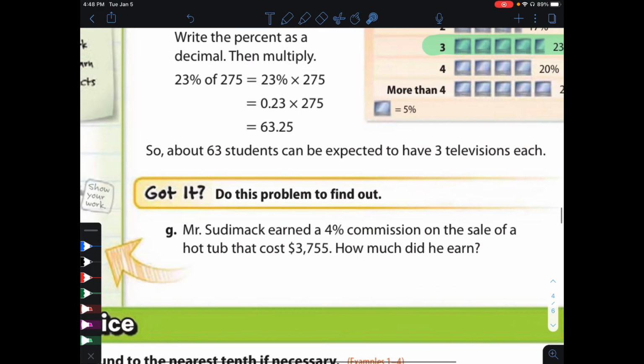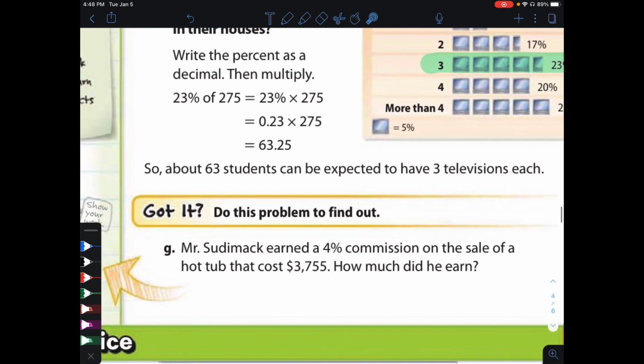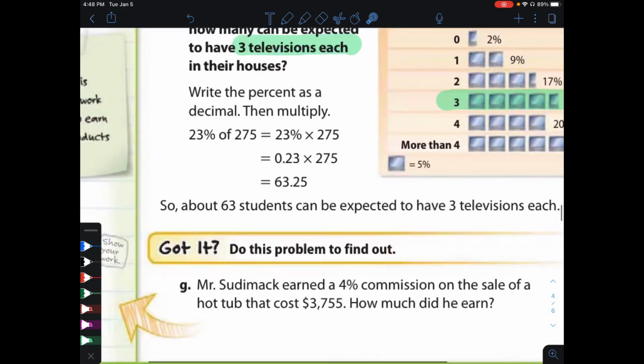So do the guided problem and let's see if you understand this example. Okay, and that's it for this lesson.